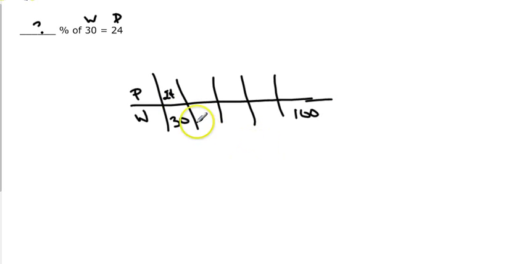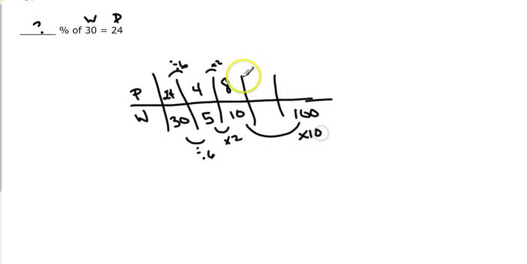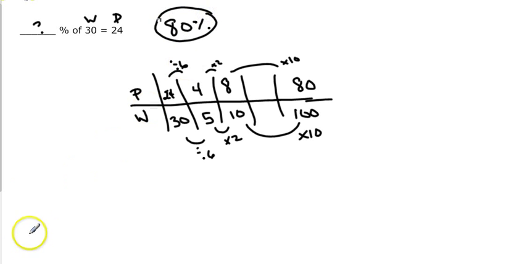So I'm going to go ahead and start my diagram by dividing. And I'm going to divide by a common factor of 6. I'm going to divide by 6 top and bottom. 24 divided by 6 is 4. 30 divided by 6 is 5. From here I'm going to go ahead and double it. And then I get 8 and 10. And now I can see that 10 goes into 100 10 times. 8 times 10 is 80. Any number out of 100 is the percent, so my missing percent is 80%. So 80% of 30 is 24.